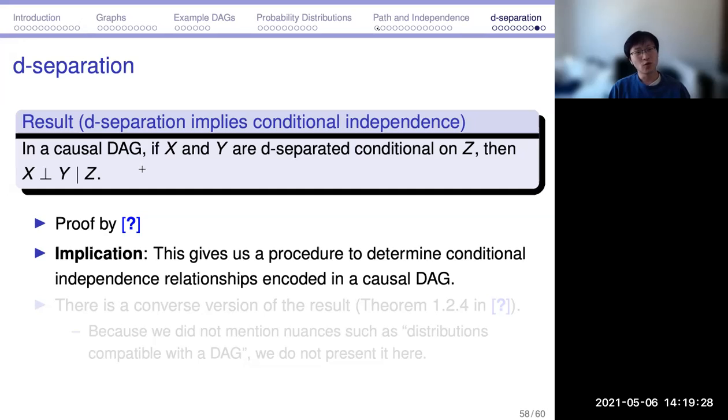So what this tells us is that now we have a procedure to determine conditional independence relationships for any set of variables and any set of conditionals, right? You give me two variables, you give me a set Z, I can tell you whether D-separation holds for this conditioning set. If it holds, we have conditional independence. If it does not hold, we don't know.